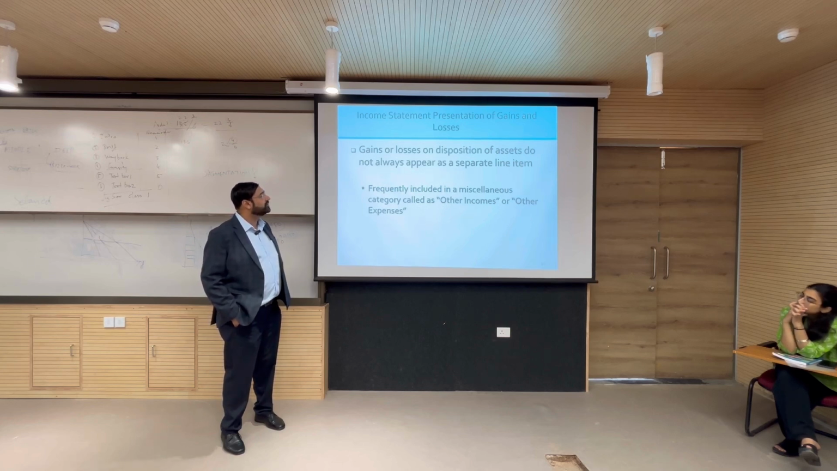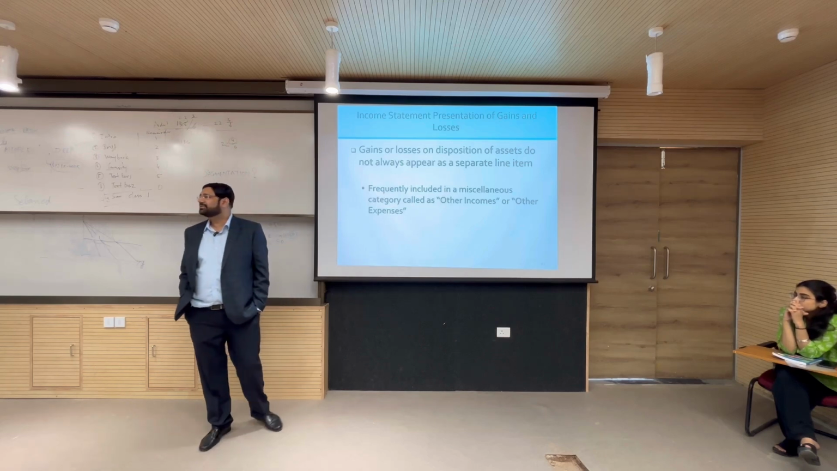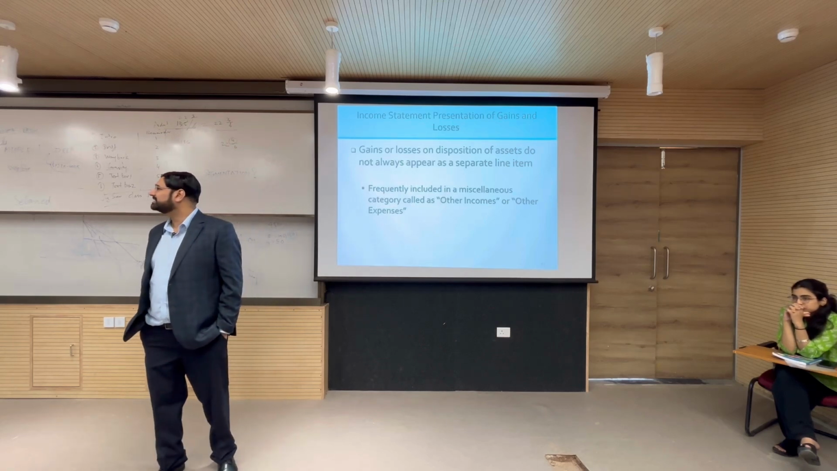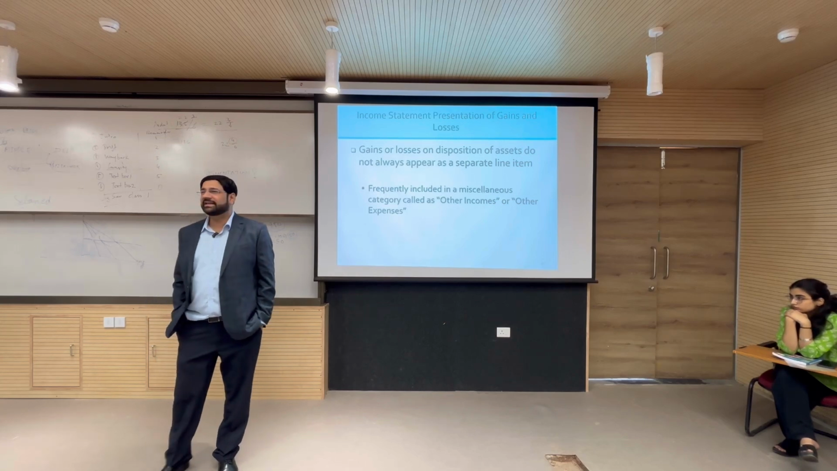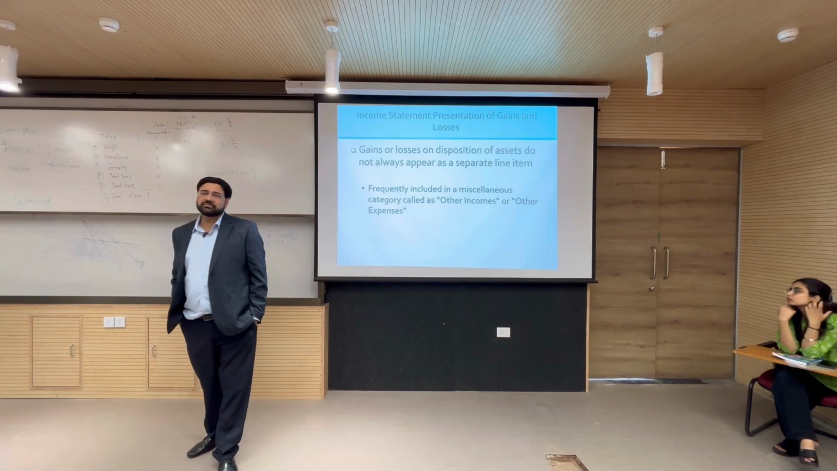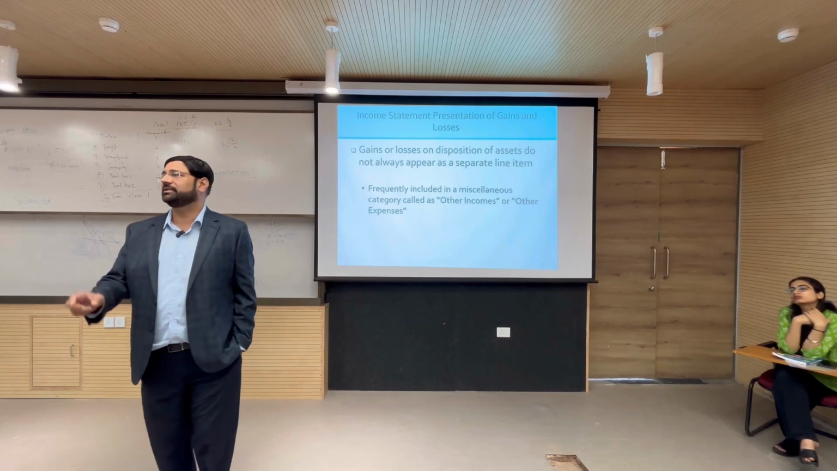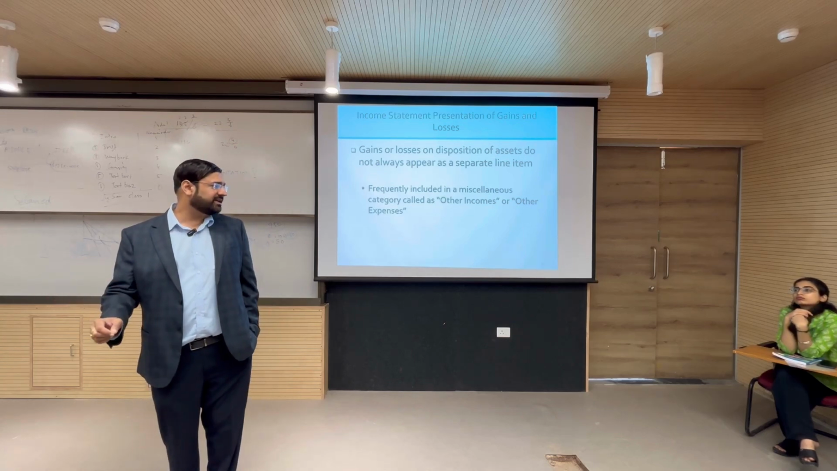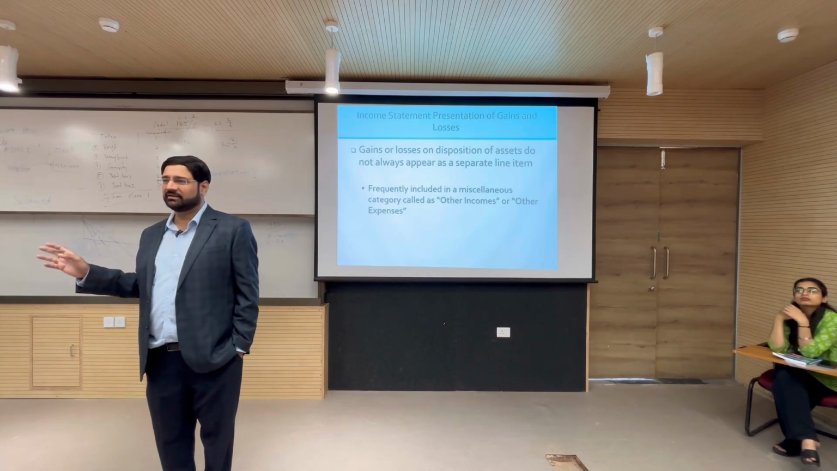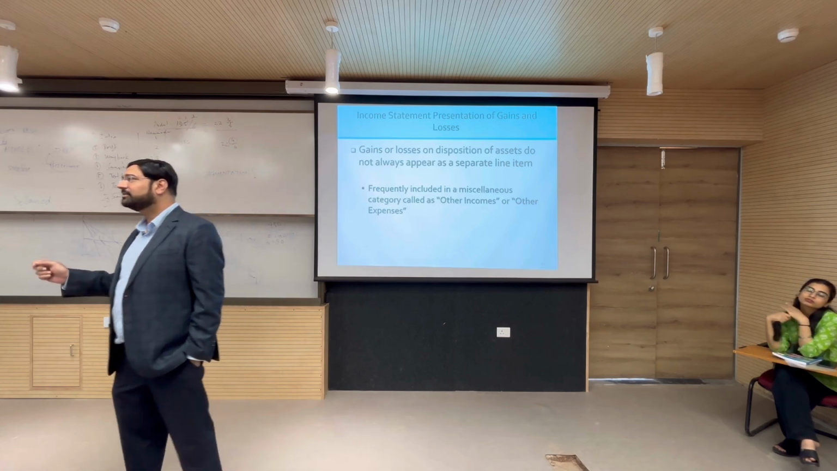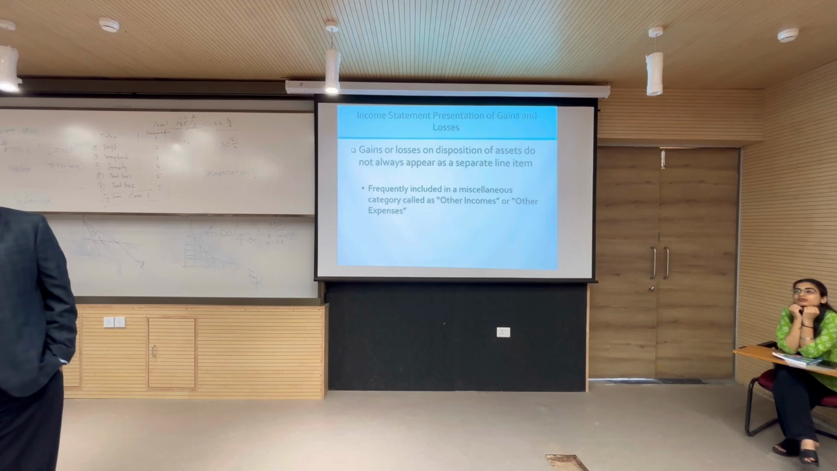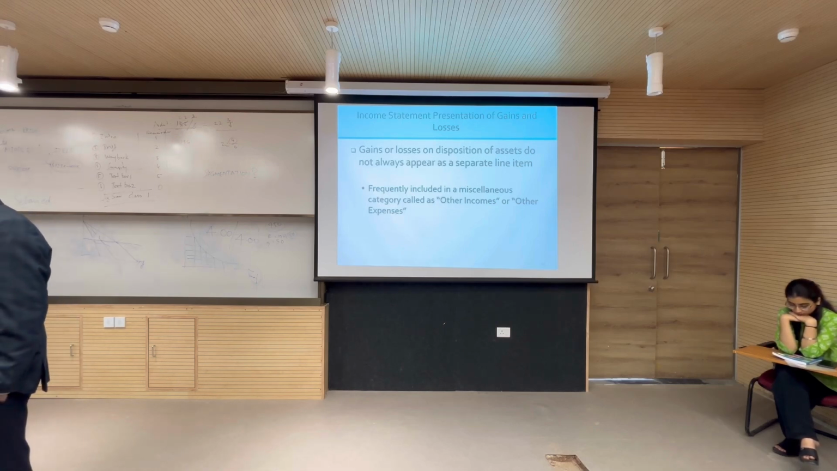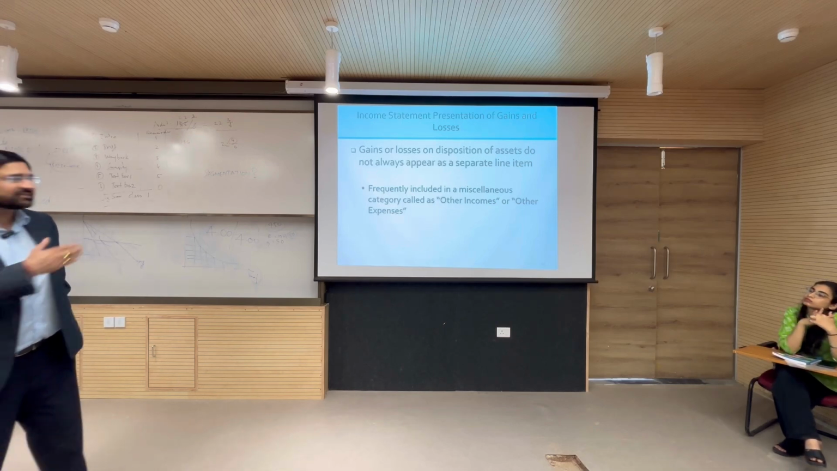So gain or loss on sale of assets don't always appear as a separate line item, because if we have 50-60 miscellaneous items, shall we write every single miscellaneous item? Say 10 students have exactly the same query with me, should I answer all 10 of them individually, or can I tell them, all 10 of you come together, we'll tell everyone at once. Are you getting that? So that's what is happening.